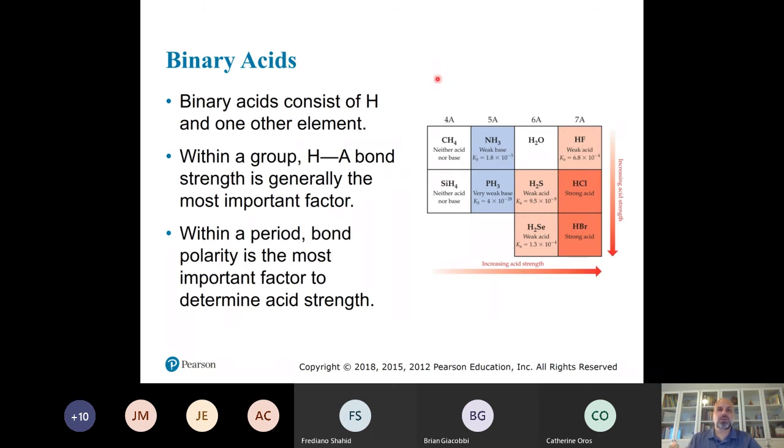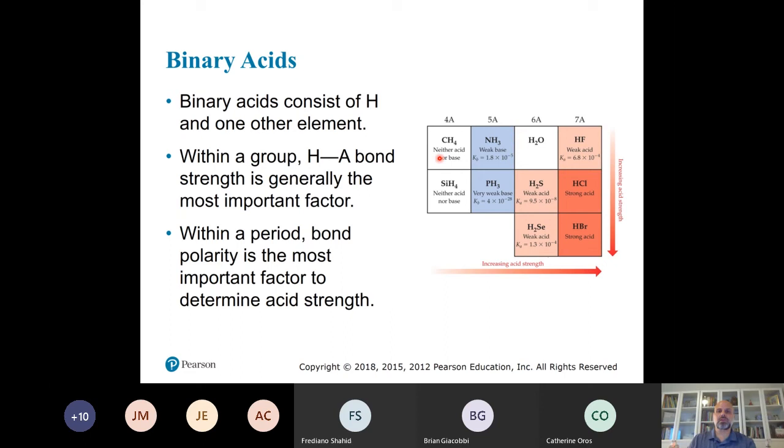Right, so when we're talking within a group, right, vertically, in group 4, group 5, each of the individual groups, the bond strength is going to be the most important factor. And then within a period, the bond polarity is the most important factor determining acid strength. So when we're going across, right, the row, we're going to be talking about the bond polarity. So we're able to compare within groups and within periods rather easily.